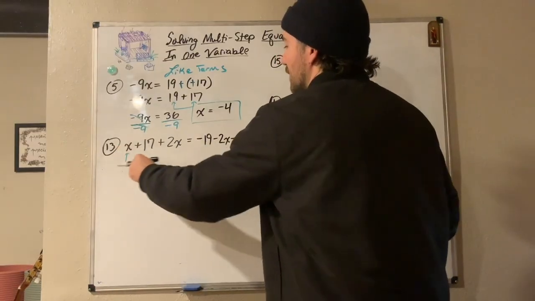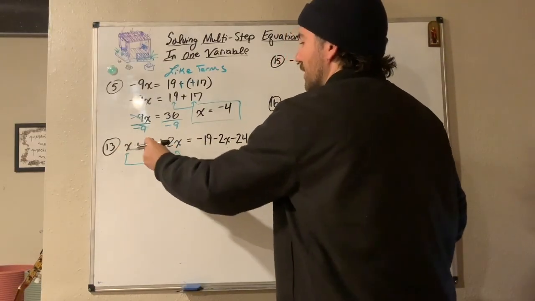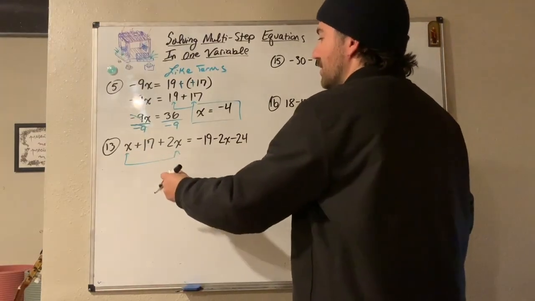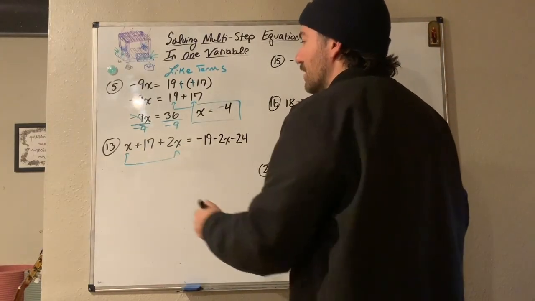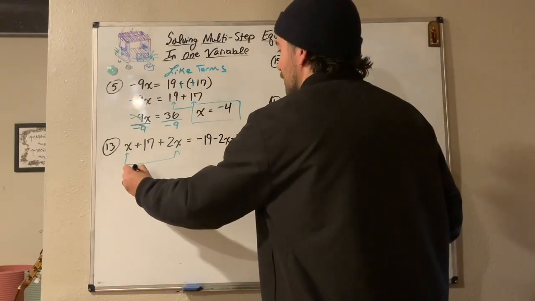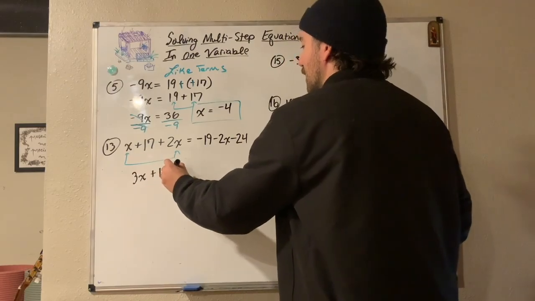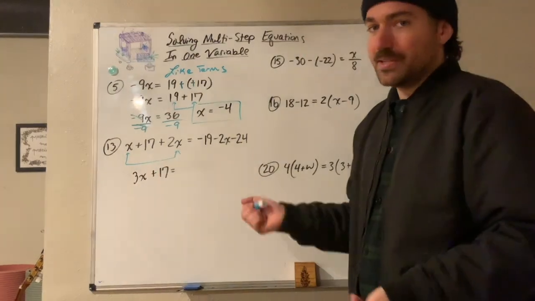So I see this x and the 2x. I can't combine with the 17 because it doesn't have an x, but there's one x here, there's two x's here, so together that will make 3. We can combine those together. So let's simplify this to 3x. We still have this plus 17. And we can work on the right side too.